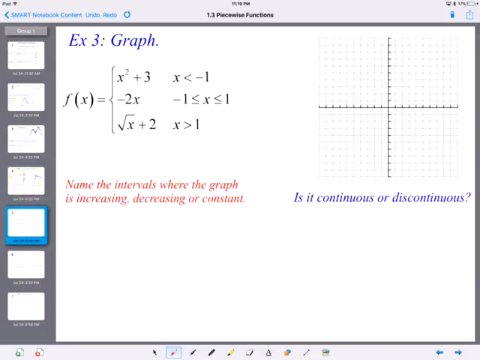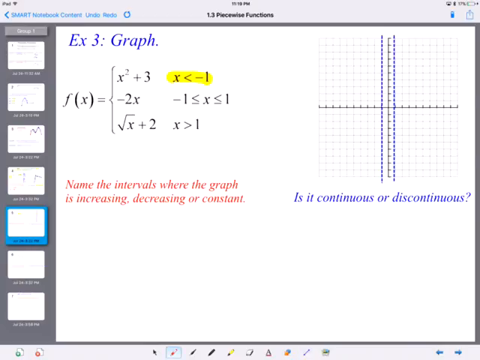Let's take a look at another one here. If you want to pause and try to do this on your own, you're more than welcome to. This one has 3 parts to the piecewise function. So let's go back and get these 3 parts. What I want to do is draw a boundary line, a vertical line at x equals -1, to break up my piecewise function. And then there's another one at 1, a very small area right here. So we're going to have 3 parts to this one.